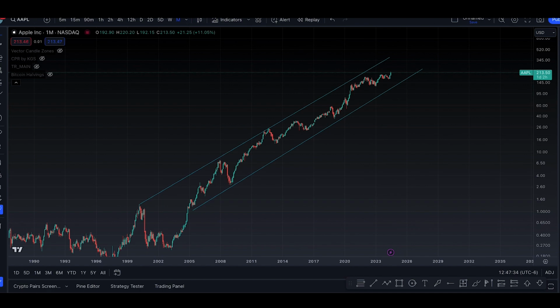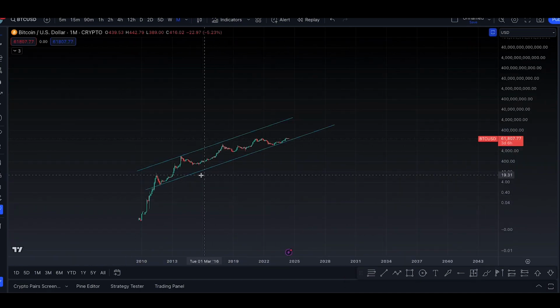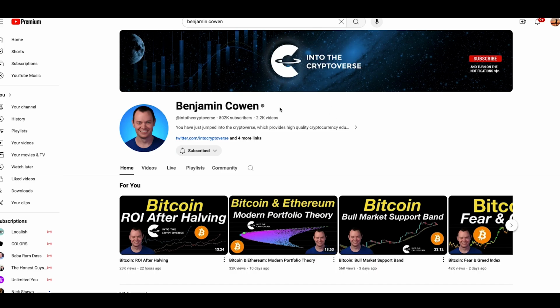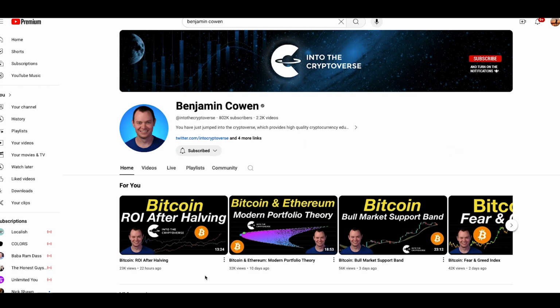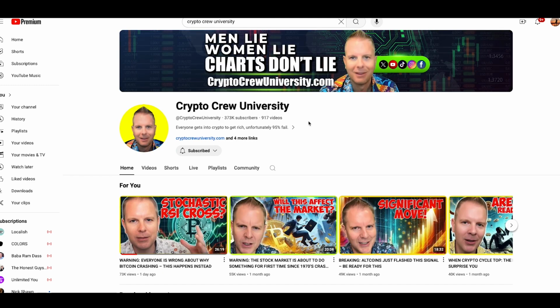And that is the same notion that we apply to Bitcoin, that as more people begin to buy and hold Bitcoin, use the Bitcoin network, that ultimately this is going to simply trend upwards and reduce the volatility, creating a perpetual upcycle. Benjamin Cowan has done a study on all of these things, especially diminishing returns, something he speaks about often. You can see here one of his latest videos is all about ROIs, or return on investment, after the halving. Now, to express the concept of diminishing returns, I'm going to Steve Courtney at Crypto Crew University.